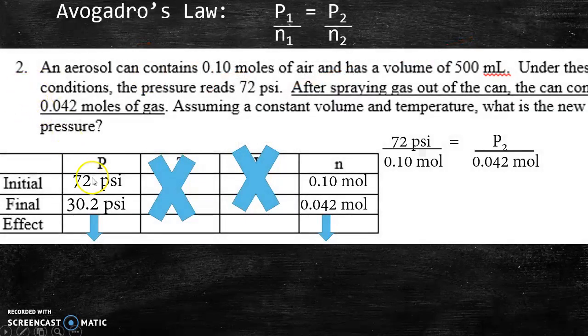Plug it into our table to see, does this in fact show a direct relationship? We went from 72 to 30, that decreased. And we went from 0.1 to 0.042, that decreased. So that is a direct relationship. They both decreased.